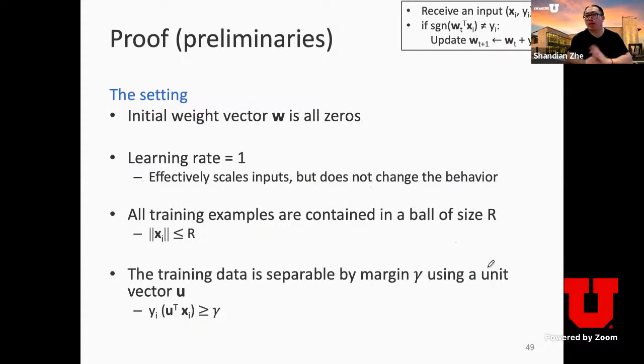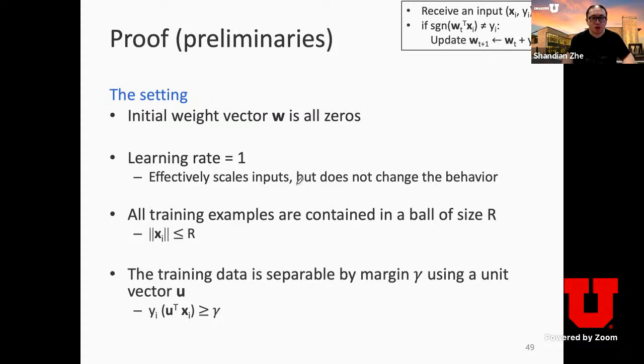Okay, so now let us look into the proof. This is something very important. Perhaps this is the only proof that requires everybody to understand and know the details, because it helps us to deeply understand the mechanism of the perceptron algorithm.